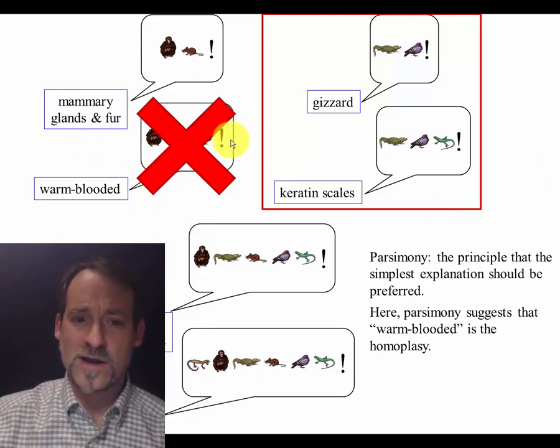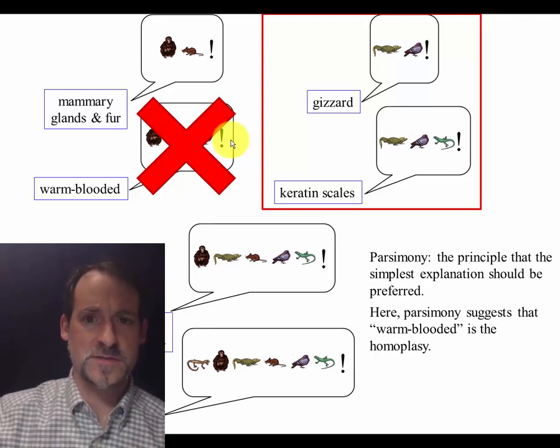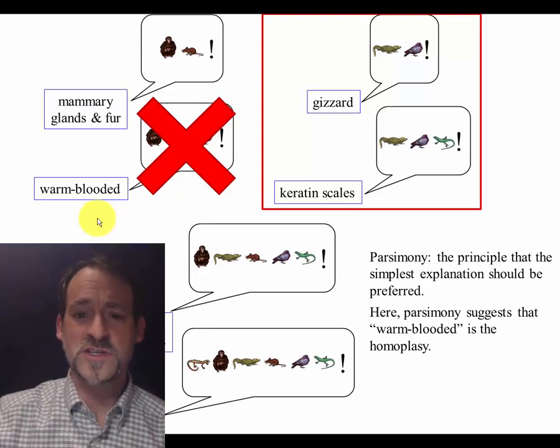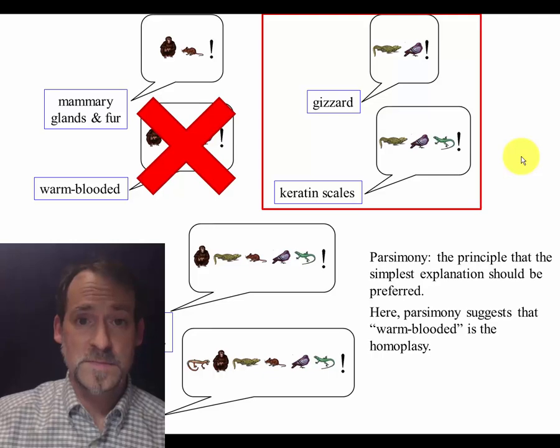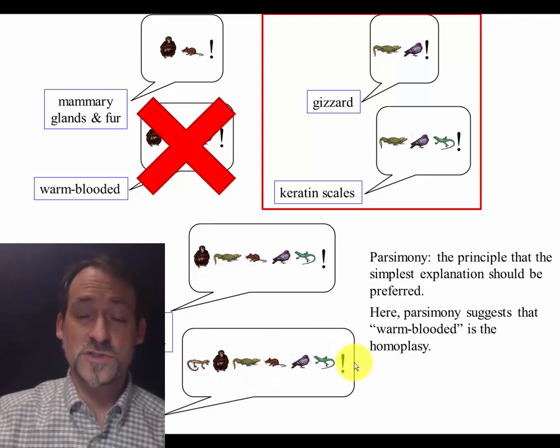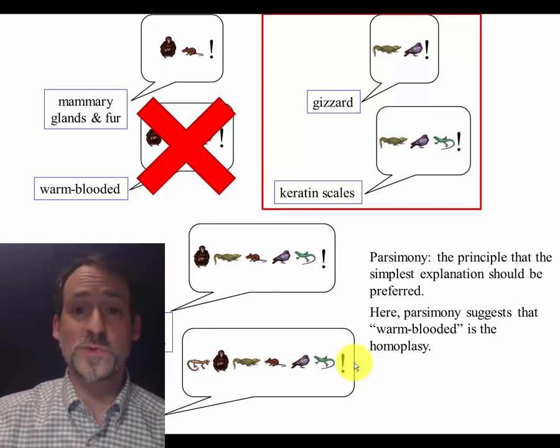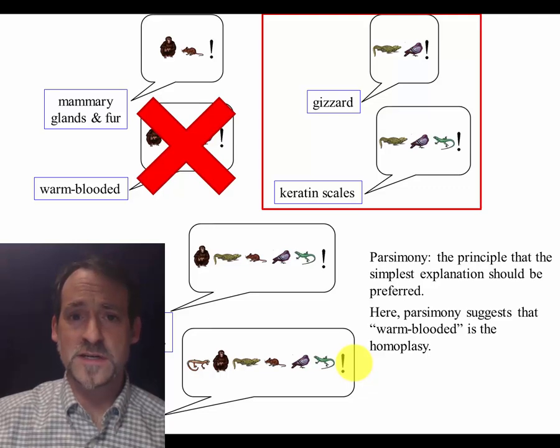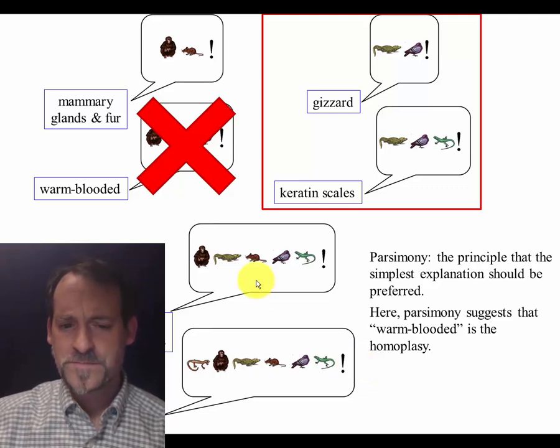Once we decide that warm-bloodedness must have been a homoplasy and throw out this character, do we have any more disagreements? This nests within this, this nests in here, and this nests in here. We don't. So basically what you're seeing here is the true evolutionary tree. We've completely reconstructed the evolutionary history of this group of organisms.